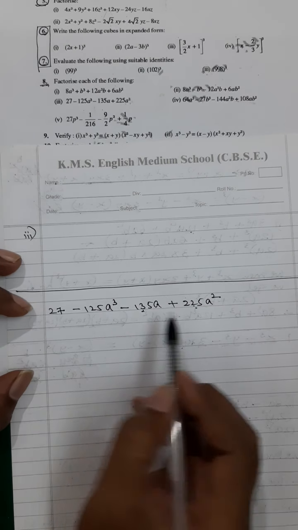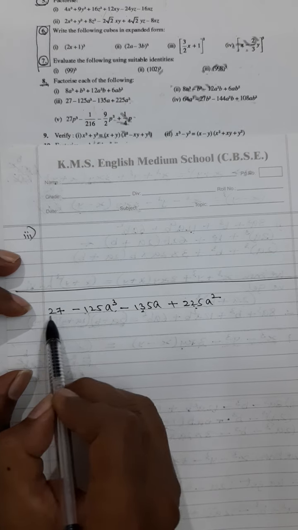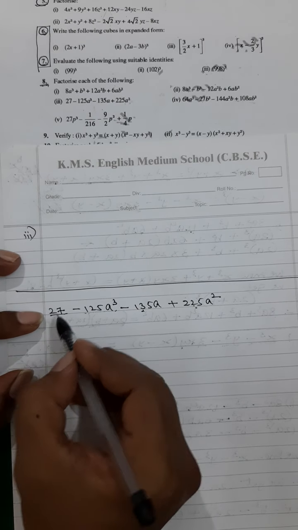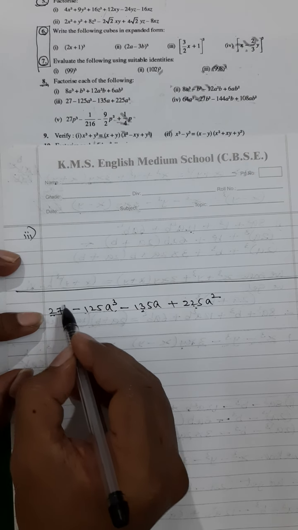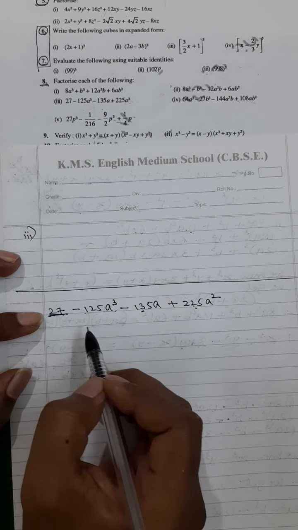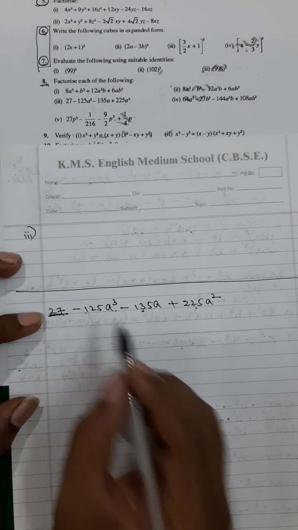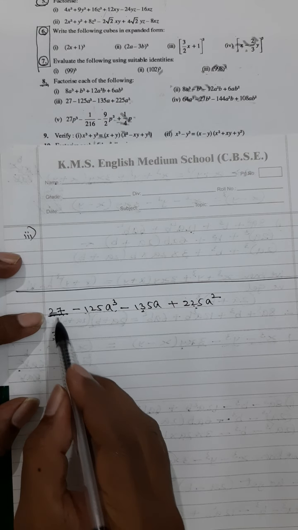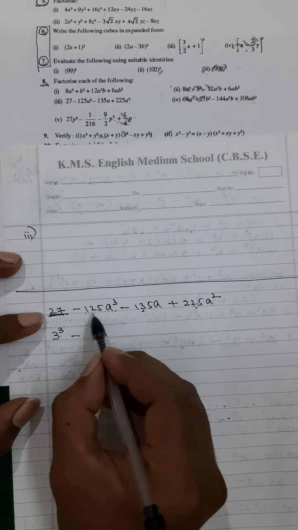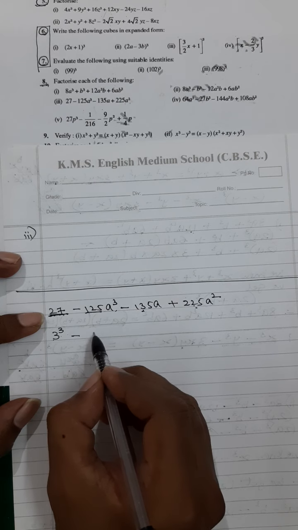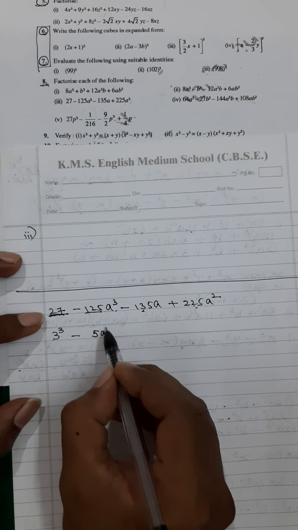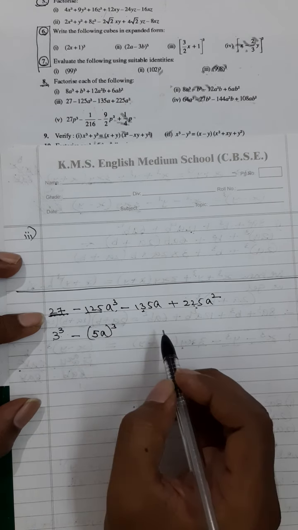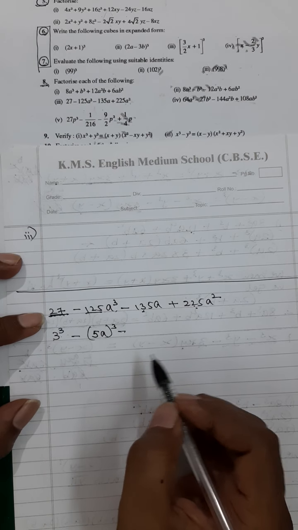But first of all, cube roots of what is possible? This I can find the cube root. This I can find a cube root. So this will be what? Cube root of 27 is 3. So in place of 27 I can write 3 cube, right? 3 3s are 9, 3 9s are 27. Minus, cube root of 125 is 5a the whole cube. Fine.